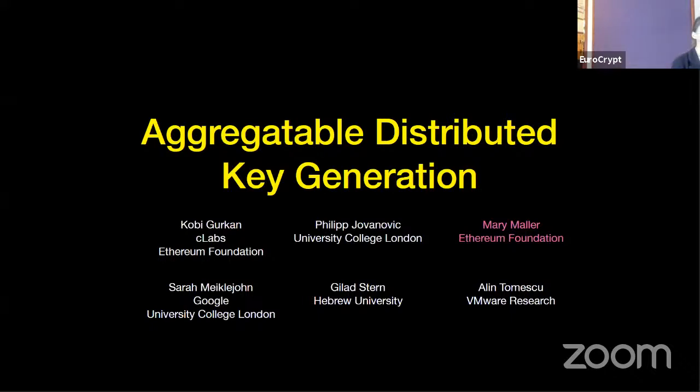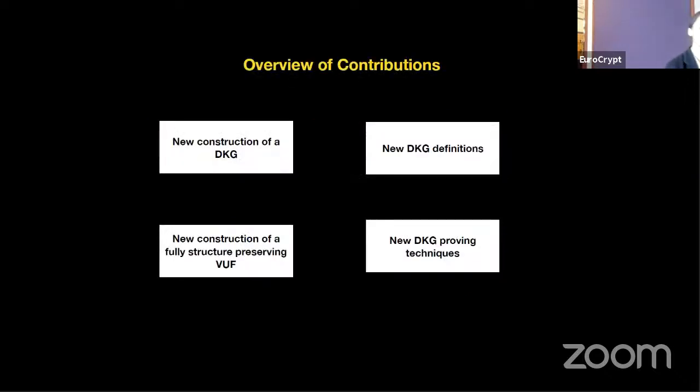Today I'm going to be talking about a type of distributed key generation, which has the special property that we're able to aggregate all of the contributions of all of the different parties into one transcript, which makes verifying that the process has been done correctly fairly efficient for the verifier. Our contributions are fourfold, or our main ones. The first is a construction of a DKG which satisfies this property.